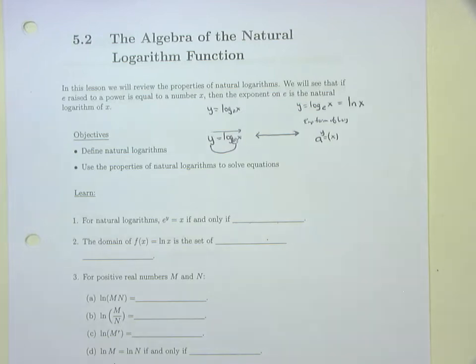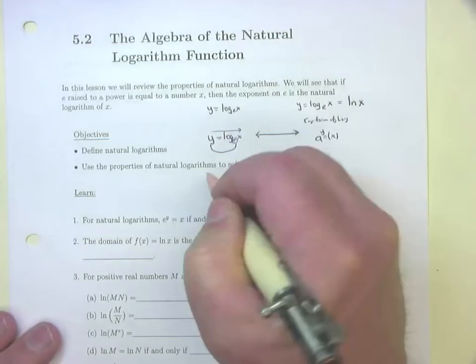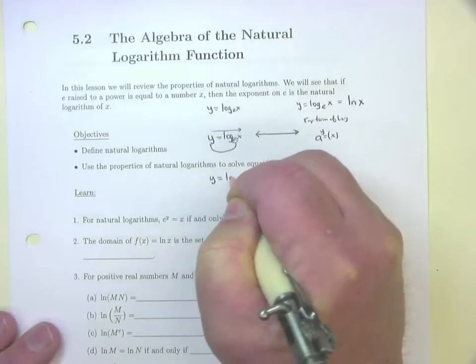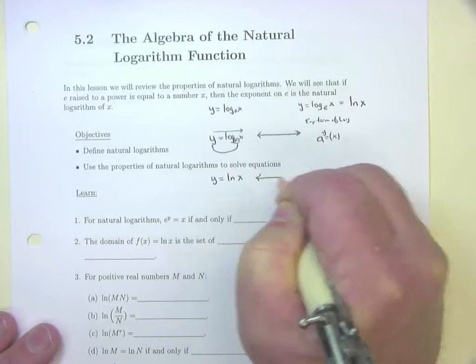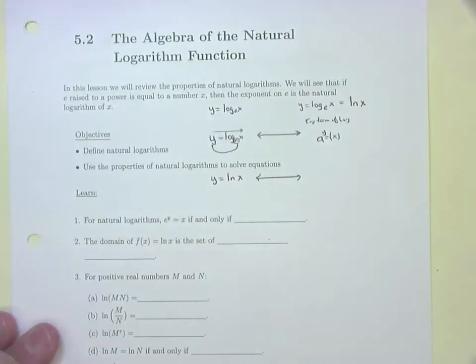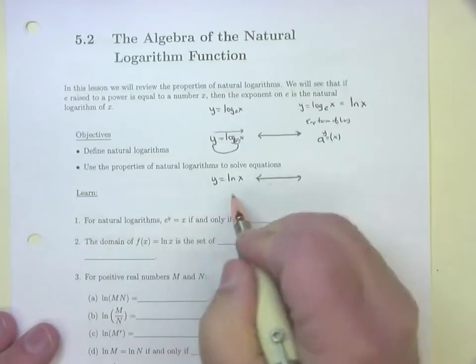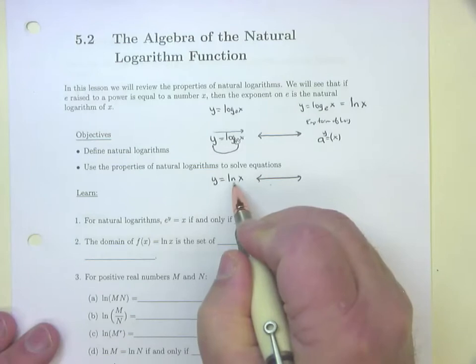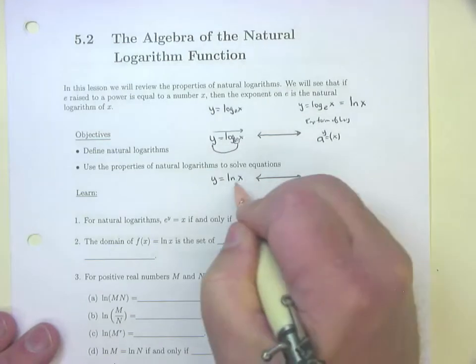Now, in a similar sense, if I have here y equals the natural log of x, I can rewrite that in its exponential form. But what is the base, even though we don't write it down here? What's the base on a natural log? It's understood to be an e.